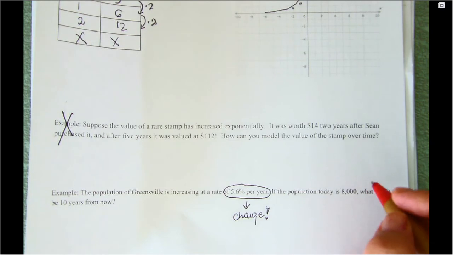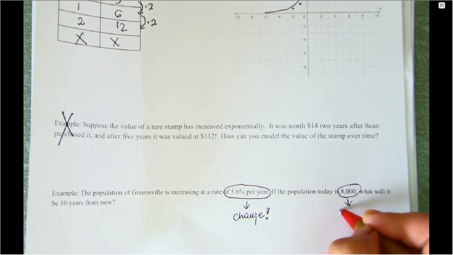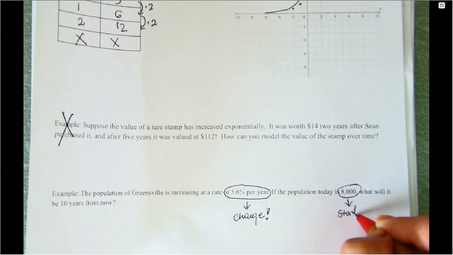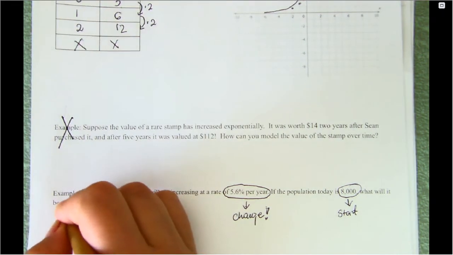And then the population today is 8,000 people. So that is my start. I'm starting today. That's where it's 8,000 people. That's a really small place. Now the question is, what will it be in 10 years? So 10 years, that is representing time.